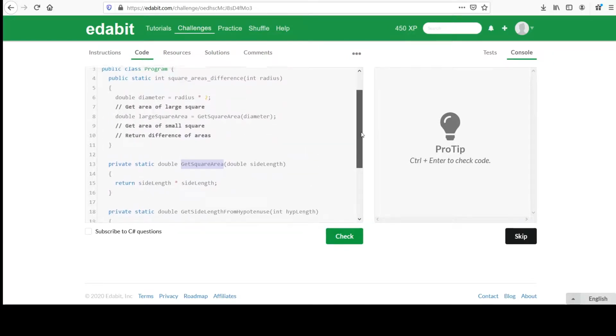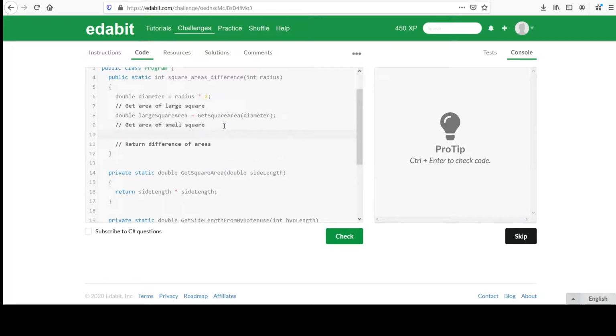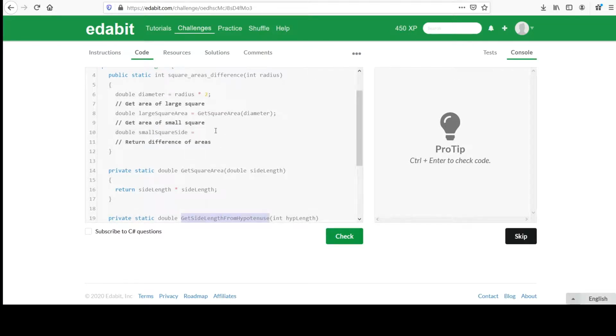So, to set that up, let's say double small square side equals, and then for this one we knew the hypotenuse length was again the diameter, right?